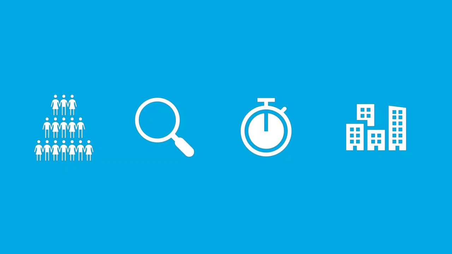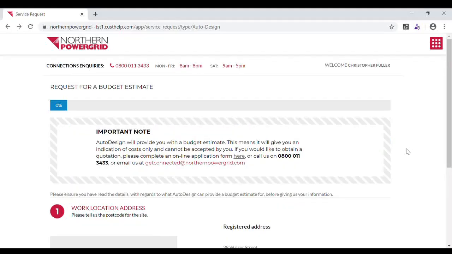Customers interested in a connection request can access AutoDesign via Northern Powergrid's website. Users are first navigated to a Terms and Conditions page. This explains in more detail what a budget estimation is, and more importantly, at this stage, AutoDesign doesn't provide a firm quotation or reserve network capacity. This page also explains the types of connections that I can obtain quotes for, and by accepting these terms, I can proceed to define my connection details in a brief input form.